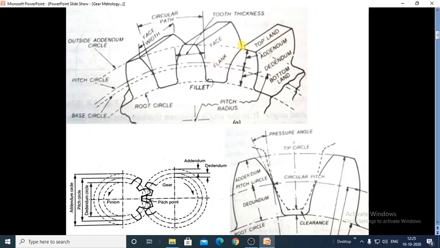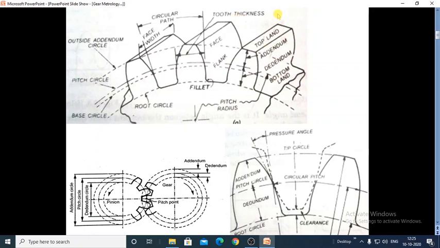Now let us see the tooth thickness. Tooth thickness is the thickness of the tooth measured along the pitch circle. Measured along the pitch circle, this is called the tooth thickness.